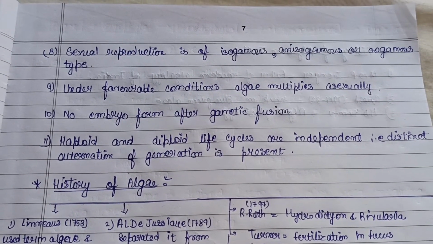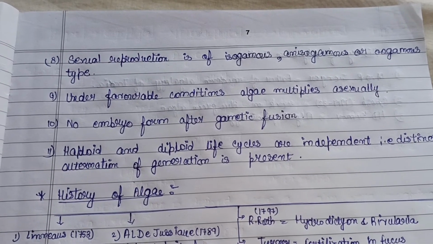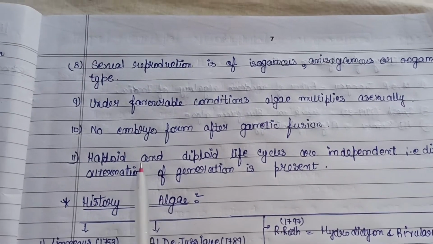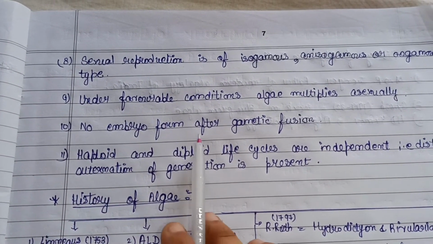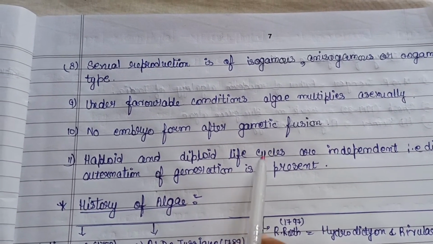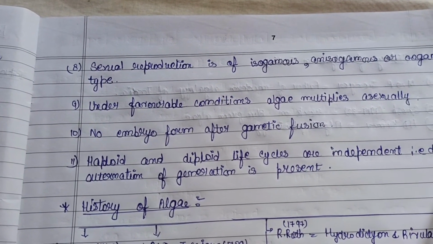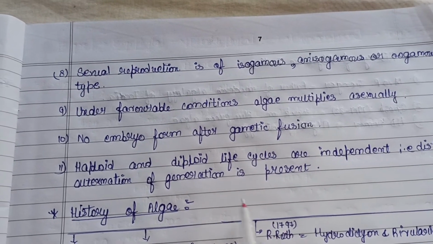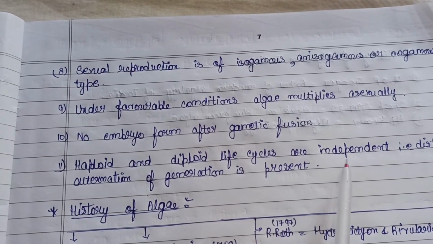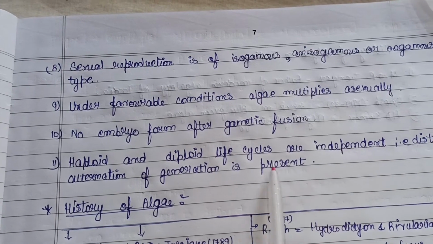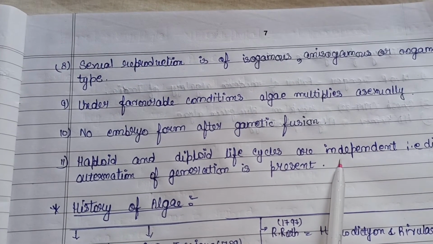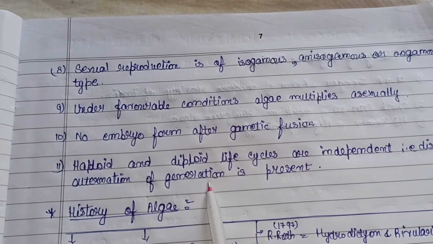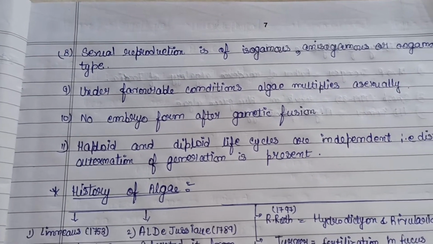Haploid and diploid life cycles are independent, that is, a distinct alternation of generation is present. Haploid means n number of chromosomes and diploid means 2n in a life cycle. So there is an alternation of generation, that is n, then 2n fusion, and then n again. That cycle is also independent, which we can see in later videos, where alternation of generation can be understood better and more easily.